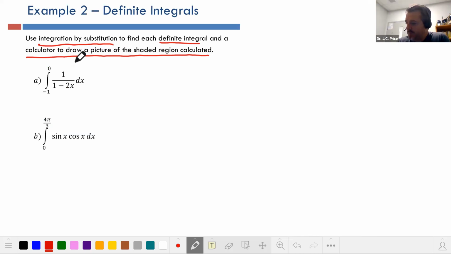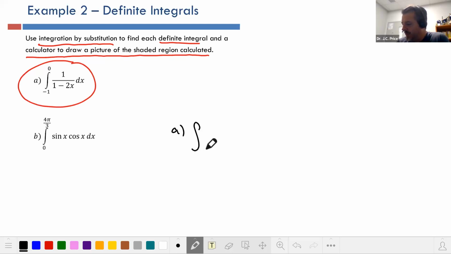All right, so let's look at this first one right here. So again, I'm going to copy it down. So the integral from -1 to 0 of 1 over 1 minus 2x dx.